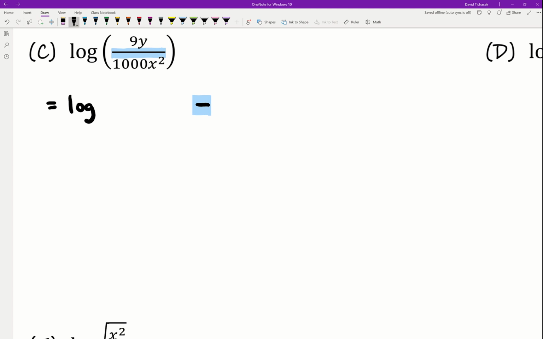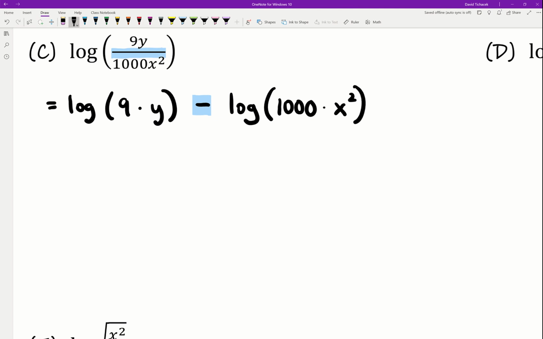So that is a log. Keep in mind, if you don't see the base, that's a common log, or base 10. It's just going to be the common log of the top, which says 9 times y, minus the common log of the bottom, which says 1,000 times x squared. Okay? And now we can see that we have some multiplications on the inside of our logs. We can write those as additions.